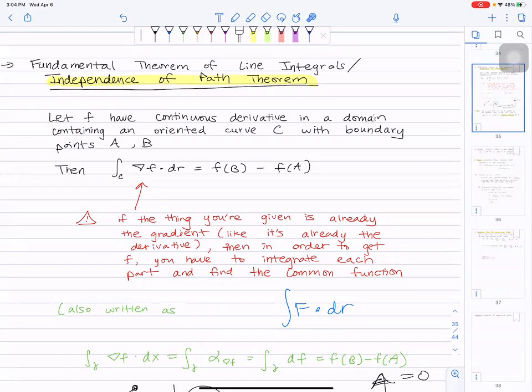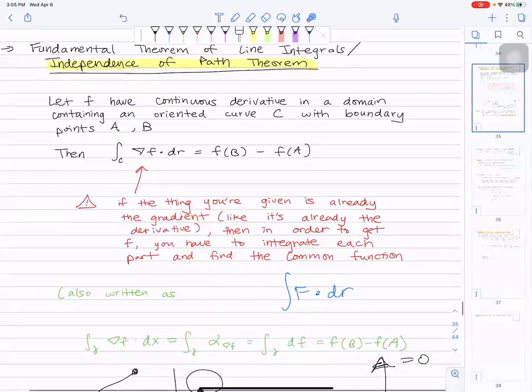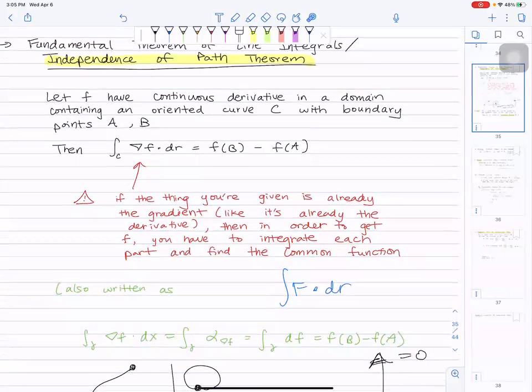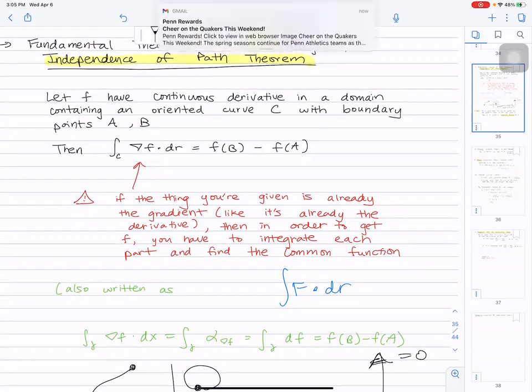So that could be the case for problems where they give you a curve and a function, and you would have to determine whether or not that's independent of path, and then you discard the curve and just go straight to the independence of path.